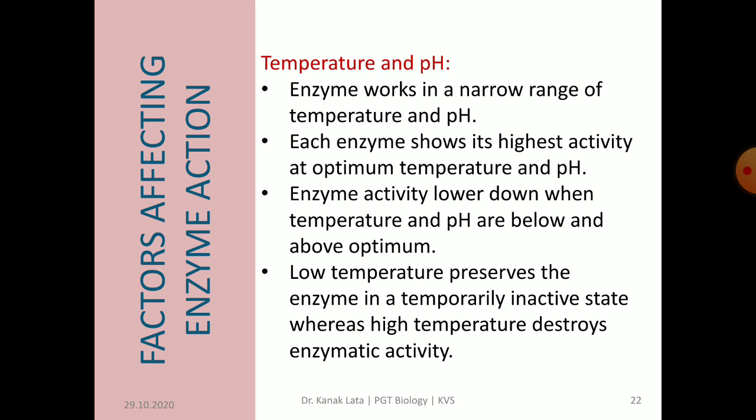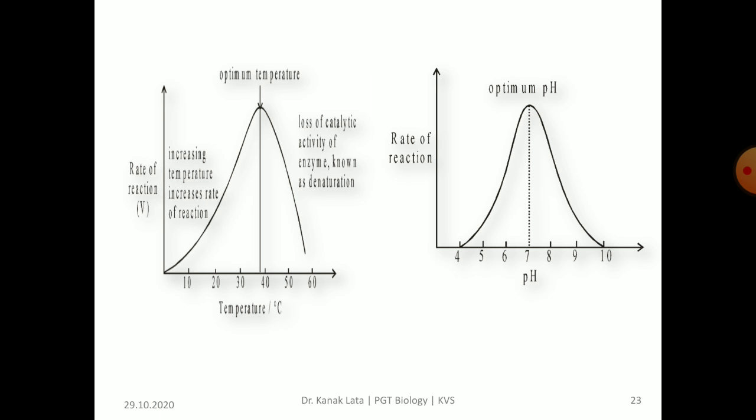Most enzymes show maximum activity in a temperature range of 25 to 40 degrees. The optimum temperature of an enzyme usually corresponds to the body temperature of an organism. Most enzymes show maximum activity in a pH range of about 6 to 7.5, that is, near neutral pH. The given graph shows the effect of temperature and pH on enzymatic action.